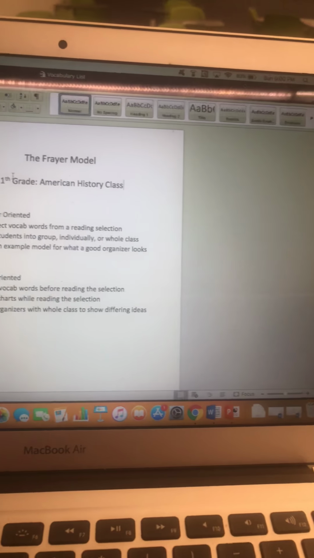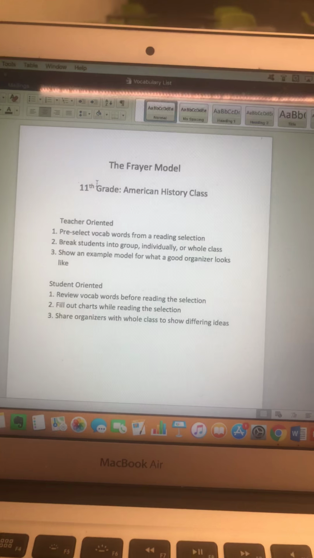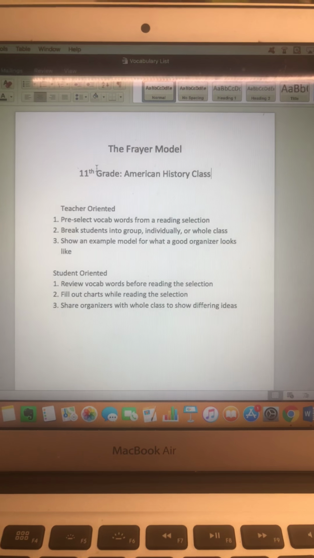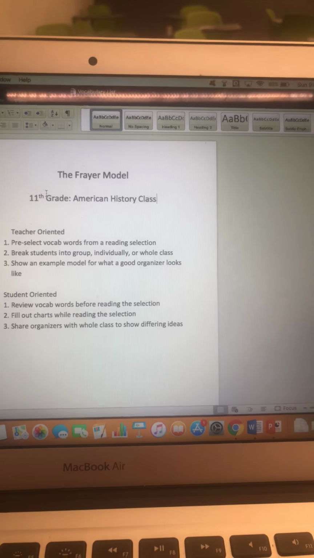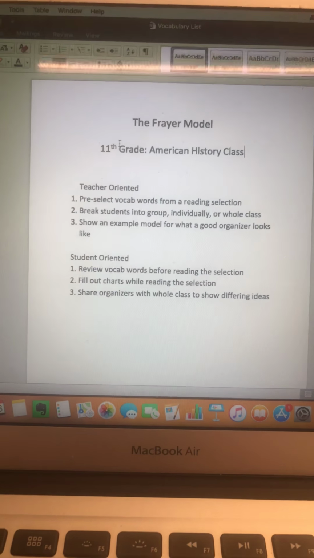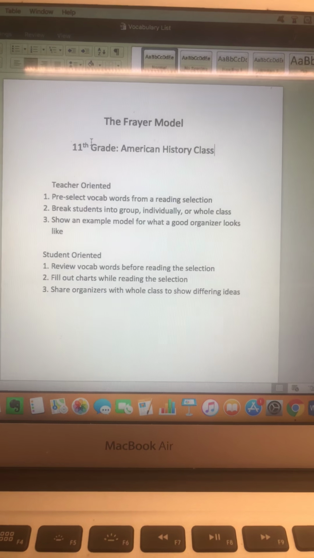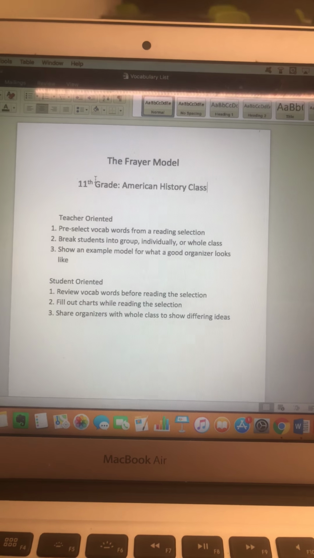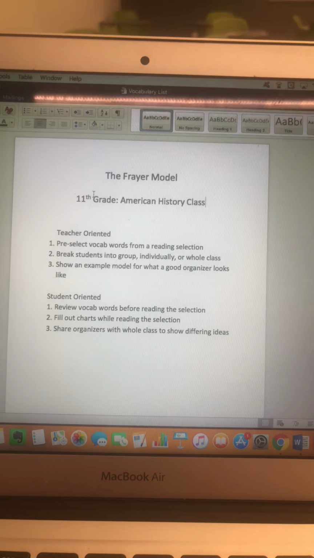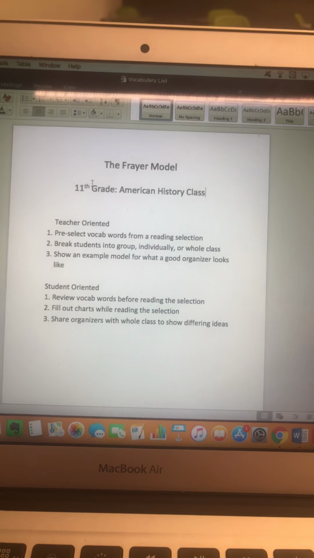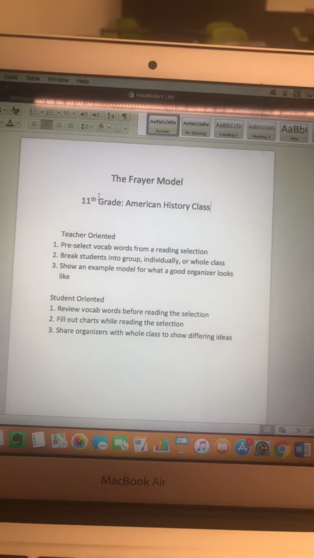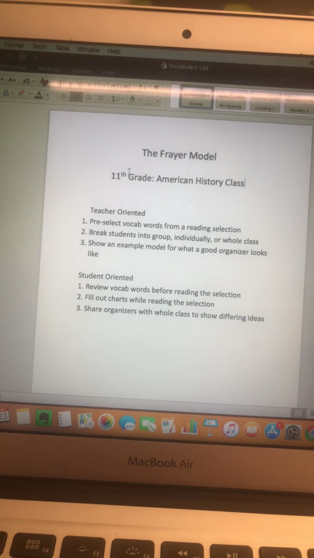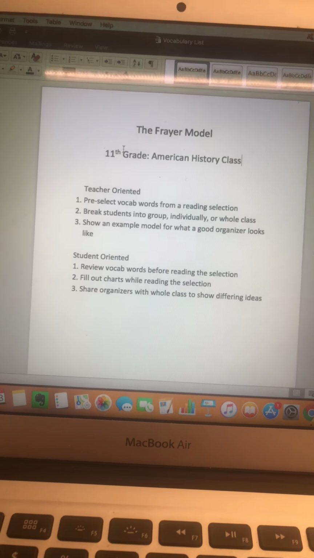So, the Frayer model is going to be used today in 11th grade American history. Some things that the students will need to know before this to activate their prior knowledge is they'll need to build connections among new concepts and create a visual reference by which students can learn to compare definitions and examples. For this particular lesson, they'll need to know things about Abraham Lincoln and also what happened at the Battle of Gettysburg.